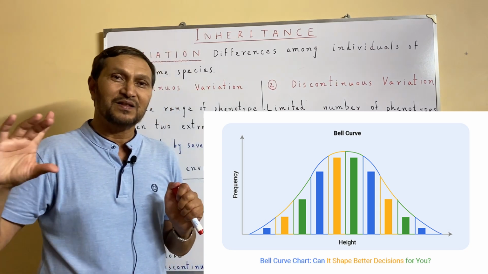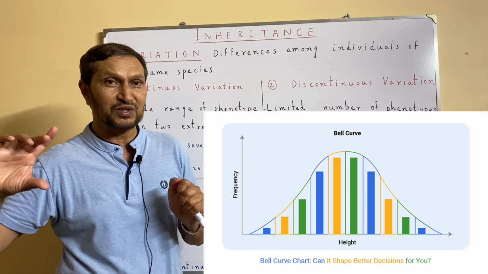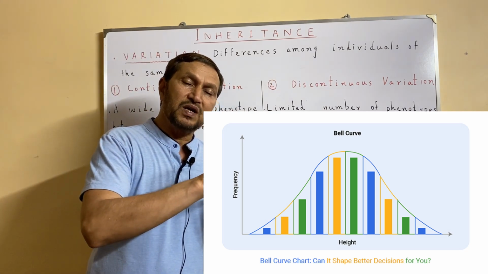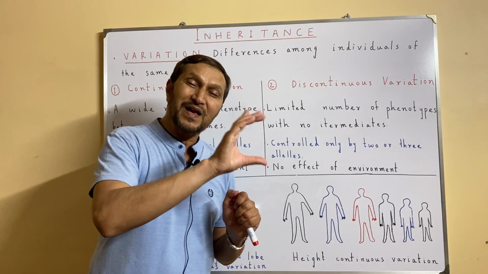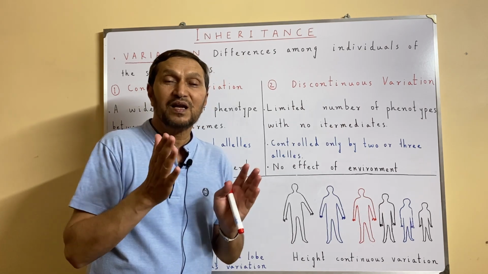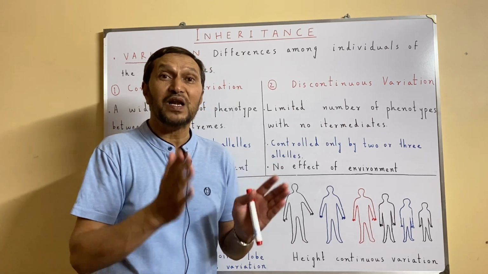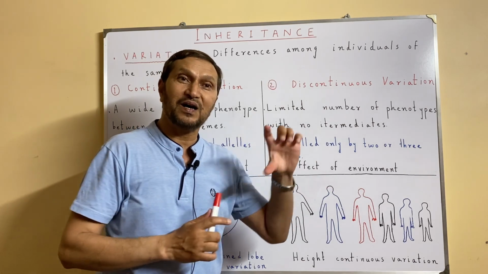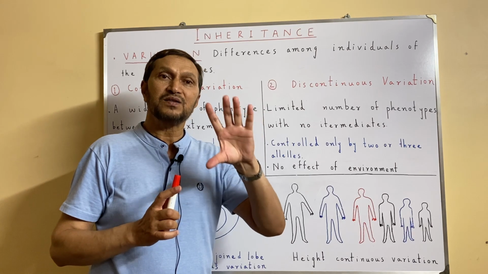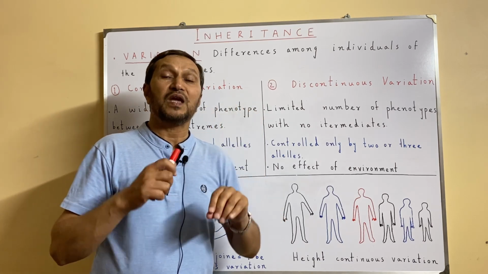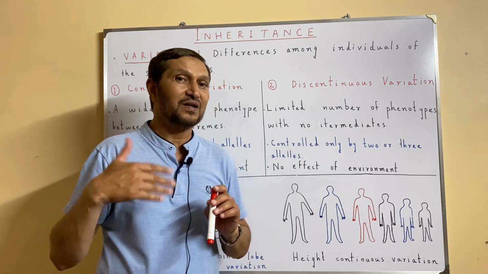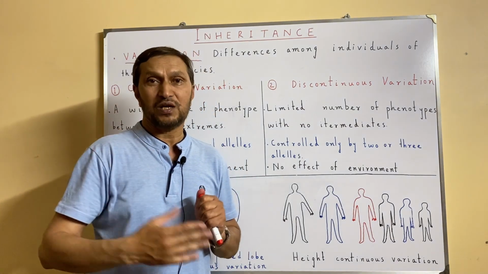So that's why they will fall on one extreme. And the people who are very short, if their height is very less, for example 4 feet only, once again their number in the population is very low. So once again they will fall on the other side of the graph. But most of the people will fall in the average. This is for continuous variation, and that's why the graph for continuous variation is bell shaped.